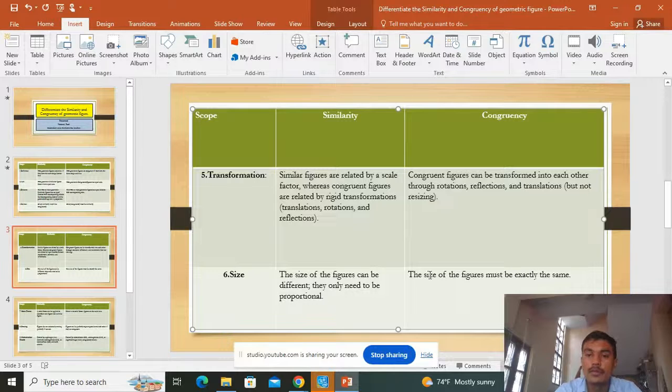But for congruent figures, the size of the figures must be exactly the same. Size चाहिँ exactly same हुनुपर्छ congruence. यसमा चाहिँ size of the figures can be different. They only need to be proportional.